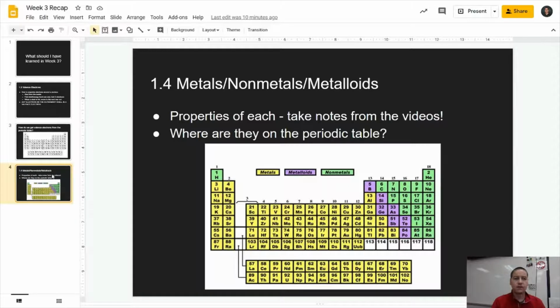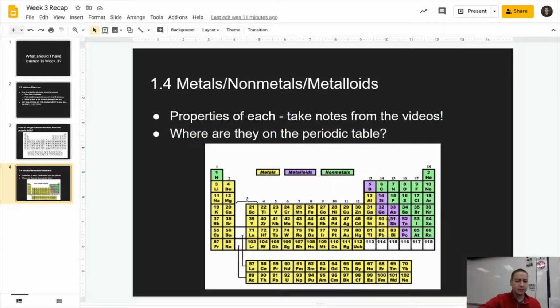And then, where are they on the periodic table? Here's just a really basic picture of what we should either have saved from Google or colored in ourselves. Everything in yellow here is a metal. So a majority of the periodic table is a metal. This little sliver of purple right here, those are metalloids. Everything to the right of the metalloids is a nonmetal, and those are colored in green. The only exception is hydrogen over here. Hydrogen is a nonmetal, but remember we group it over here because it has 1 valence electron, and that tells us how we group these in groups.